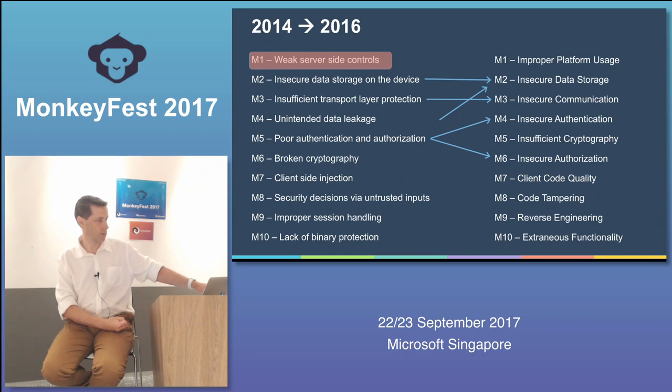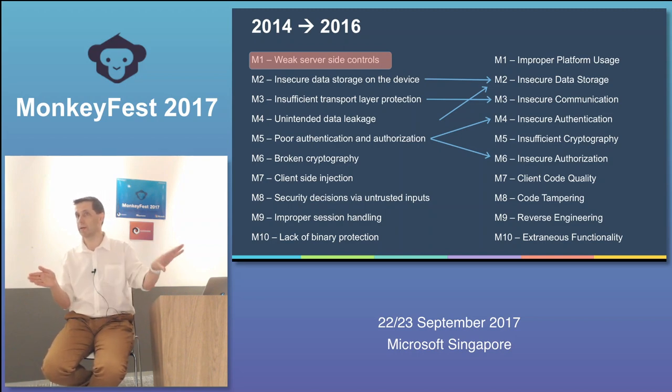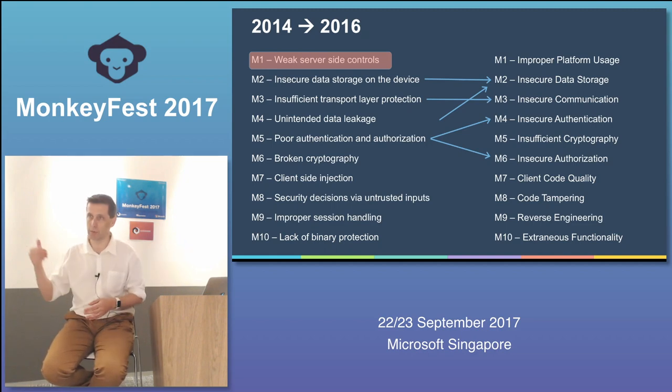One other change to note is authentication and authorization each now get their own entry in the top 10. For those that aren't aware, authentication is the process of who are you, who you say you are: can I believe you are who you say you are? And then authorization is, okay, now that I believe you are who you say you are, what can you do? What will I let you do within the app or within the web endpoints?